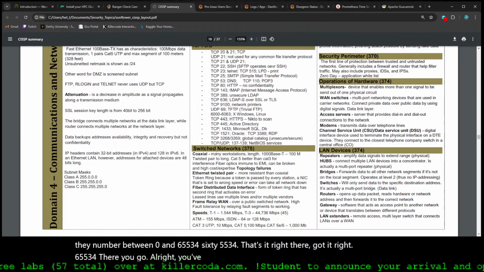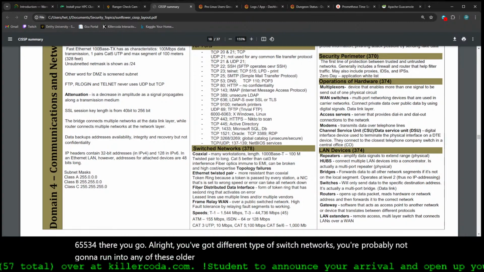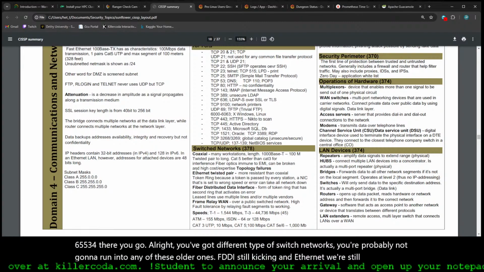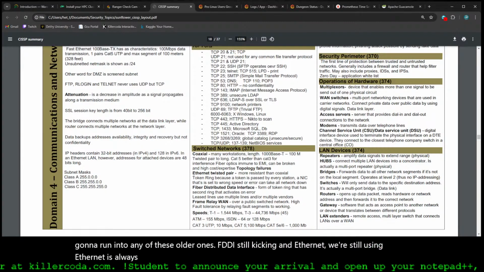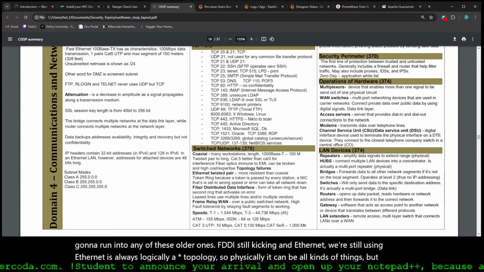You've got different types of switch networks. You're probably not going to run into any of these older ones. FDDI is still kicking, and Ethernet we're still using. Ethernet is always logically a star topology. So physically it can be all kinds of things, but logically it's always a star.